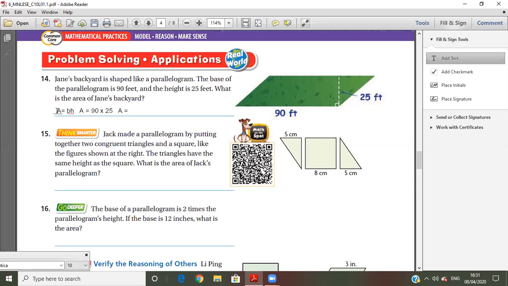Okay, so how much is 90 multiplied by 25? You should have got 2,250. The unit is in feet, so it's going to be square feet. Okay, now how did you do it mentally? Just multiply 9 with 25. You will get 225, and add the 0 which is there. So it's 2,250 square feet.